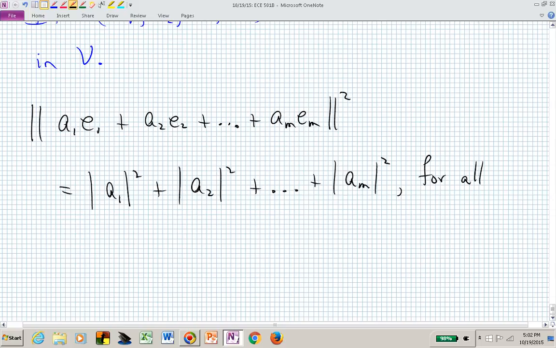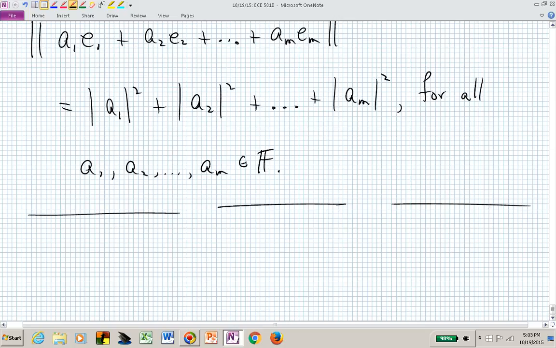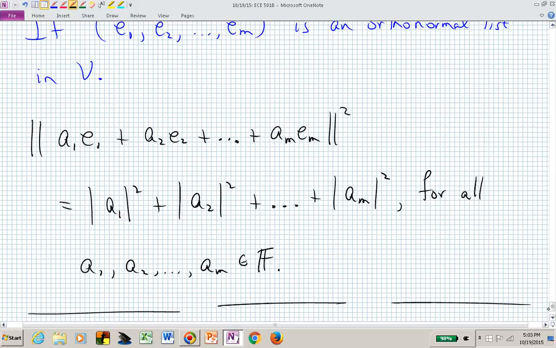And this is true for all scalars a1, a2, up to a sub m, in our field. And you know what we're going to do now. Now we're going to prove that. Because you want to be able to, that's a good result, isn't it? That's a nice result.